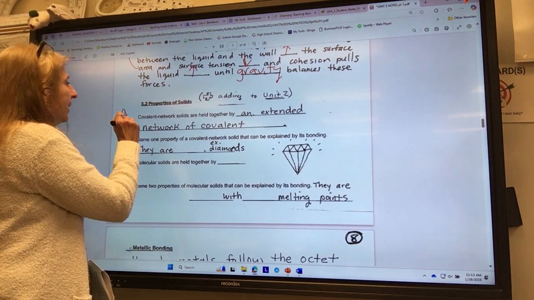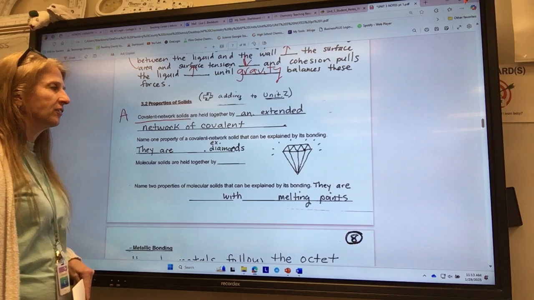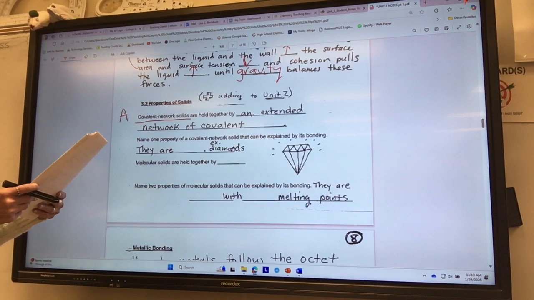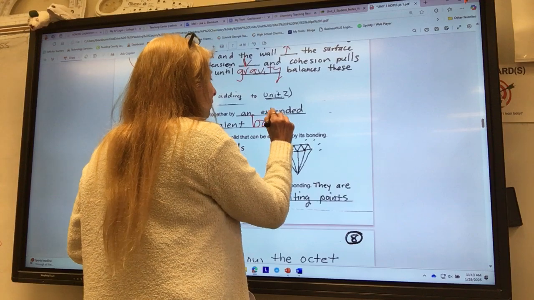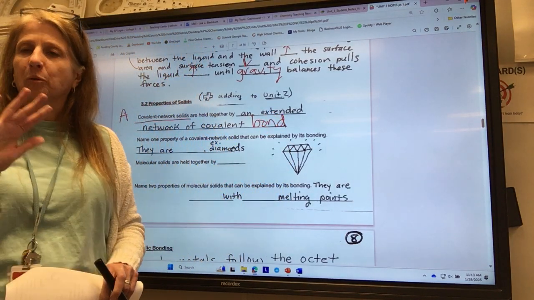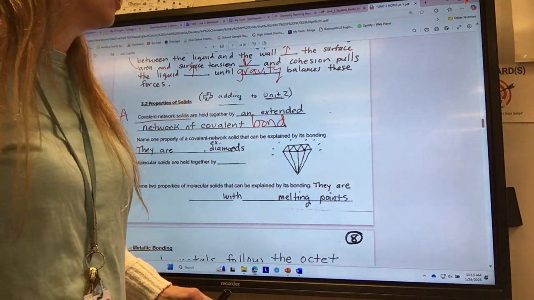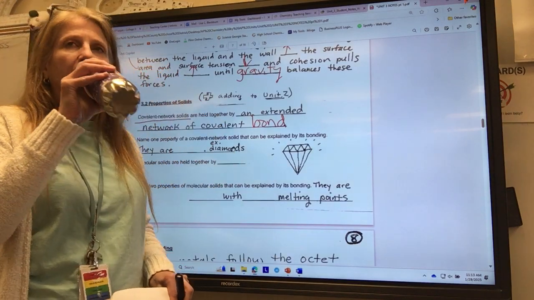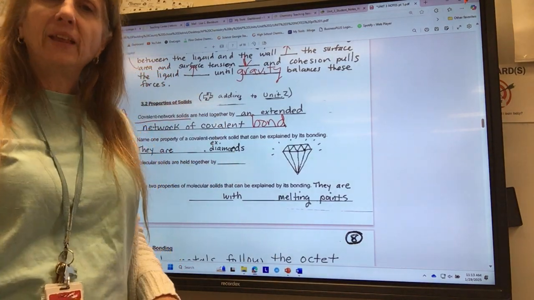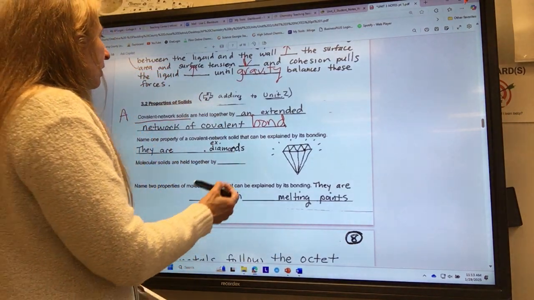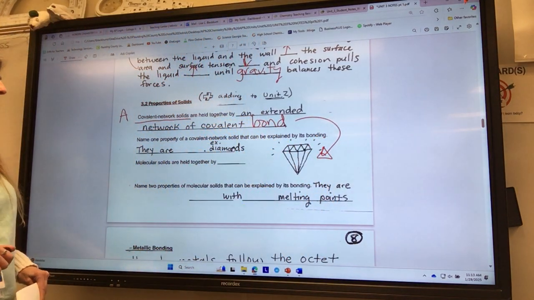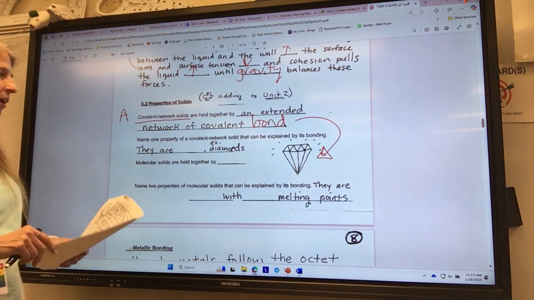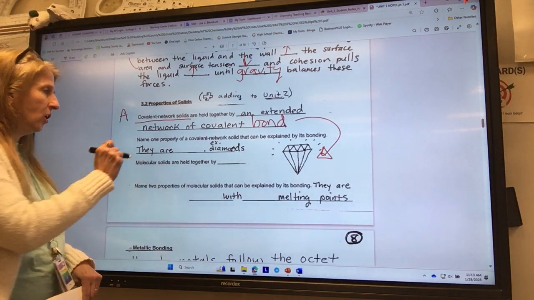Okay, so what we're going to talk about first is a kind of solids. We'll call this A, covalent network solids. These are held together by an extended network of covalent bonds. They're kind of like crystals, but instead of being ionic, positive, negative, what's holding them together are covalent bonds. And our classic example is diamonds. Diamonds are our classic example. So are they hard or soft? They're hard.